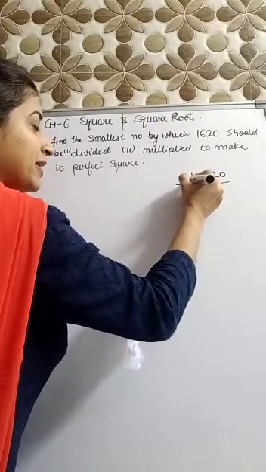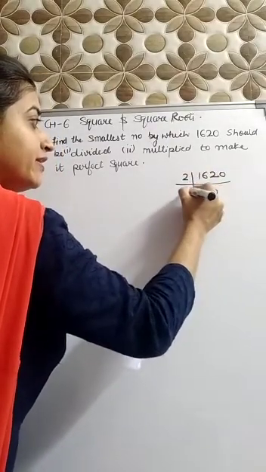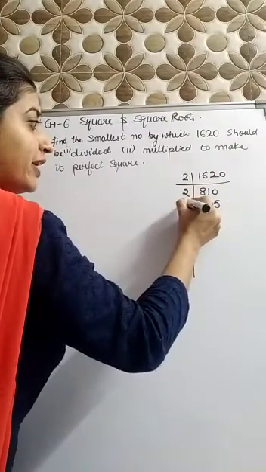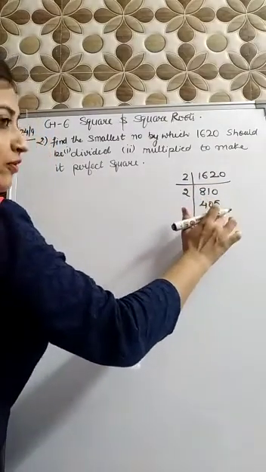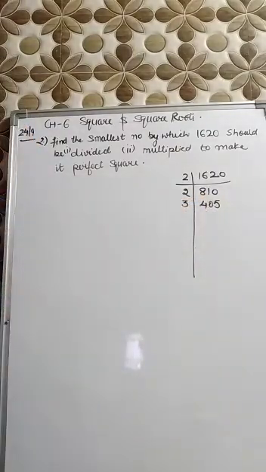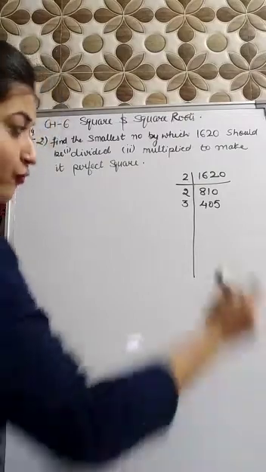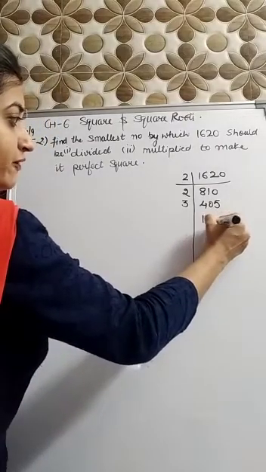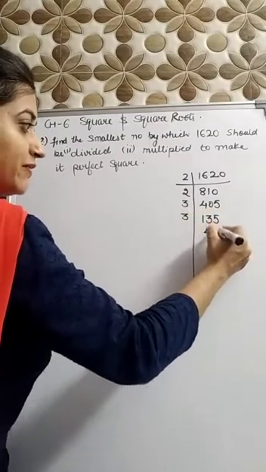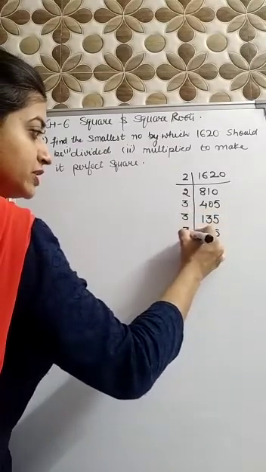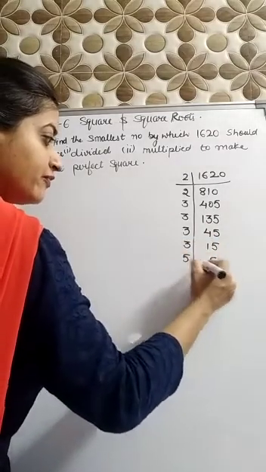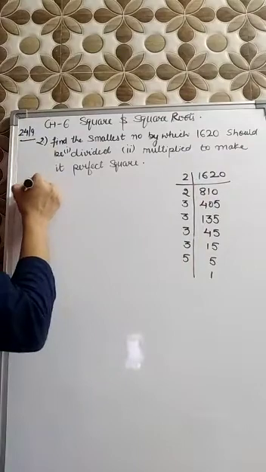You will divide by the smallest prime number, you will get 810. When you divide this, you will get 405. When you divide this, it is divisible by 3 or 5 both, so you will take the smallest one. This will give you 135. Next, when you divide this by 3 again, you get 45, then 15, then 5, and 5 ones are 5.